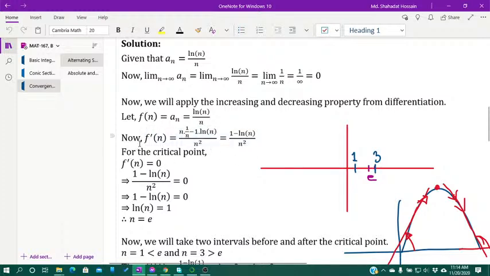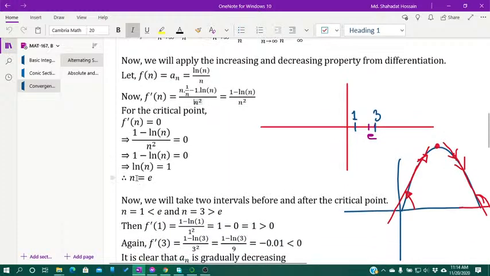Now for the critical point, here f prime n, that means this differentiation using the u by v method. Now for the critical point, f prime n should be considered equal to 0, because at the critical point the slope of the tangent is 0. That means the first derivative would be equal to 0. So after simplifying, I will get n equals e. e has a value that is 2.718.